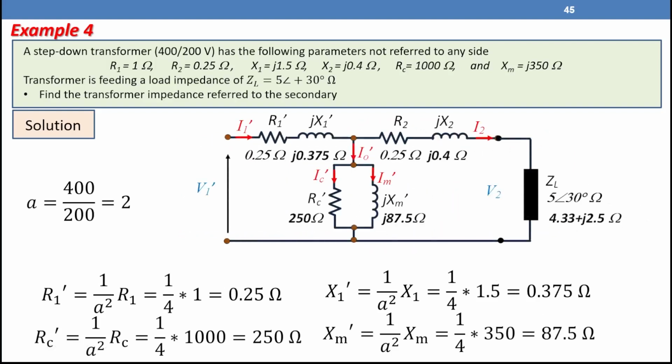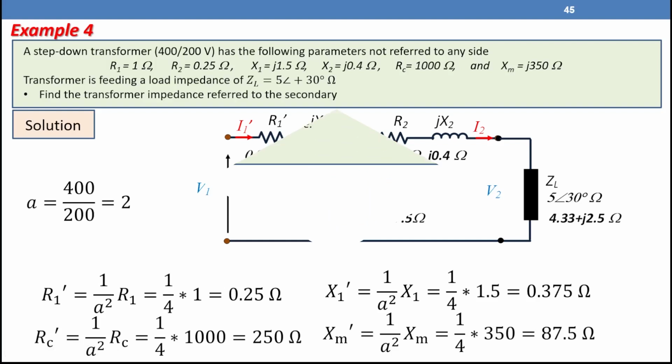So the equivalent circuit will be as shown in the figure. We transferred all the primary values to the secondary side, and now we have V1 dash and I1 dash as well. So the load is still the same, R2 and X2 will be the same, but we transferred the primary to the secondary, and we can solve this circuit using circuit analysis theorems.